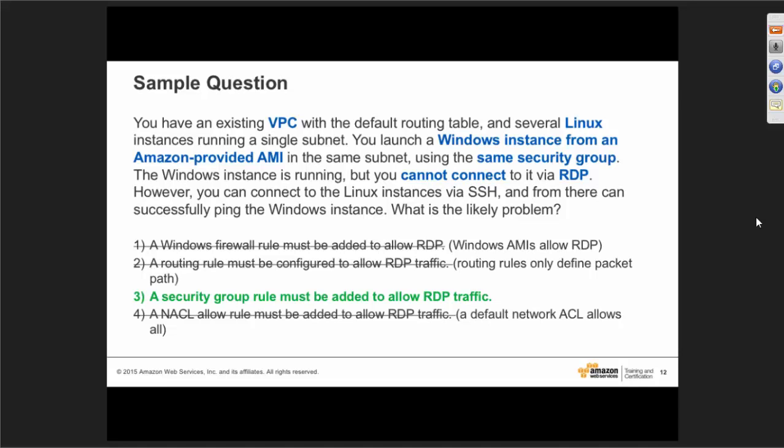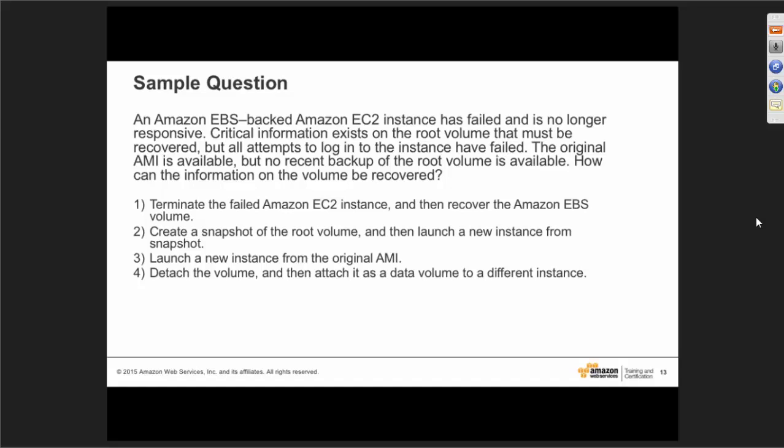Cool. Let's look at another sample question here. An Amazon EBS-backed Amazon EC2 instance has failed and is no longer responsive. Critical information exists on that root volume that must be recovered, but all attempts to log into that instance have failed. An original AMI is available, but no recent backup of the root volume is available. How can the information on this volume be recovered? I think I may have given the answer to this one away earlier, if you were paying attention.